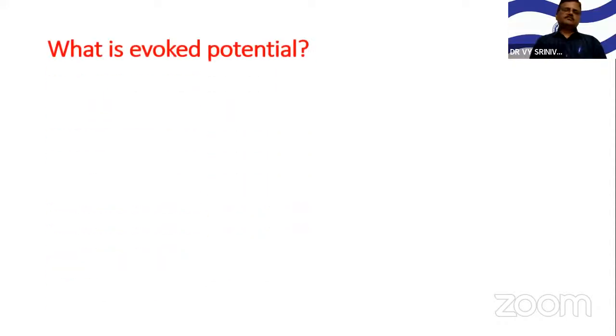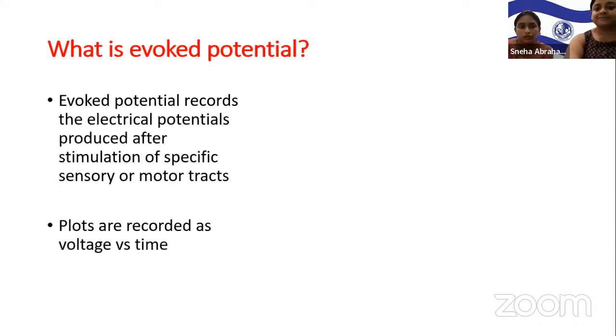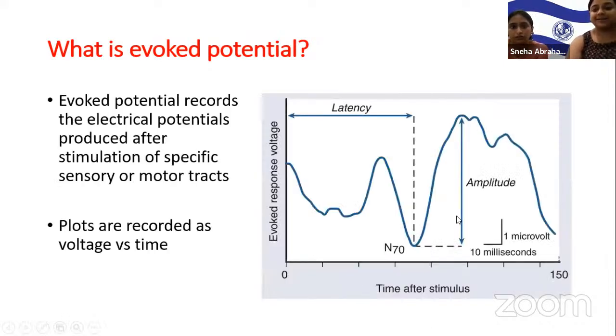What is evoked potential? Evoked potentials record the electrical potentials which are produced after either a sensory or a motor tract is stimulated. These are plotted as voltage against time. In this diagram, you can see that the evoked potential is recorded as voltage against time. Here, the amplitude represents the measured signal voltage of a peak, relative to the baseline voltage. Latency is the time interval between the application of a stimulus and the response which is recorded.